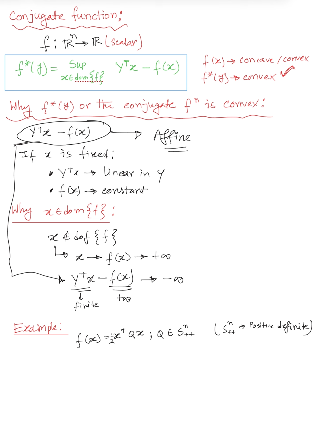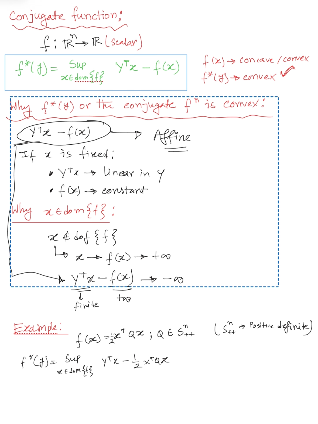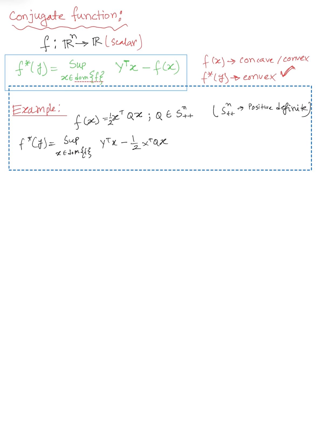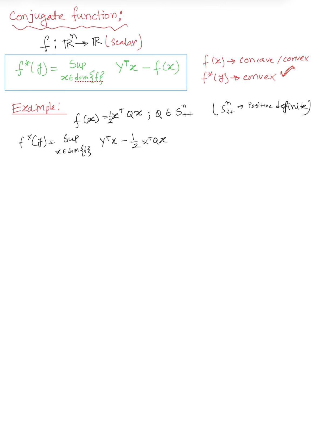So our conjugate function f star y is going to be the supremum over x element of dom f of y transpose x minus half x transpose Qx.